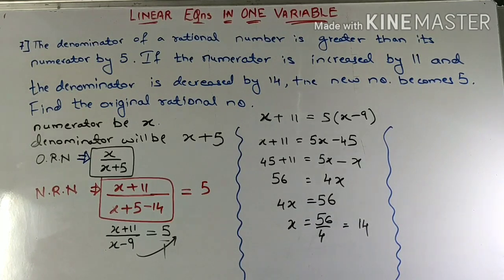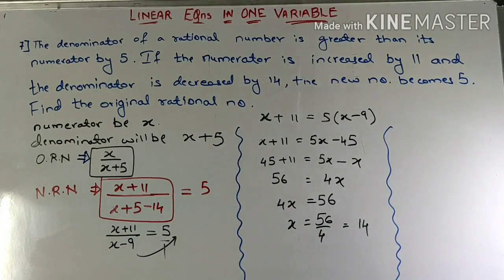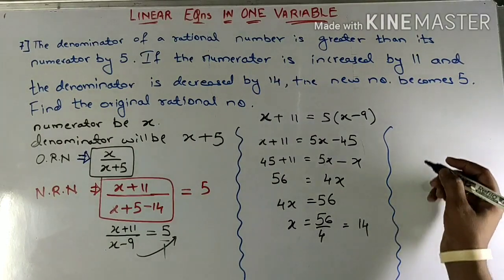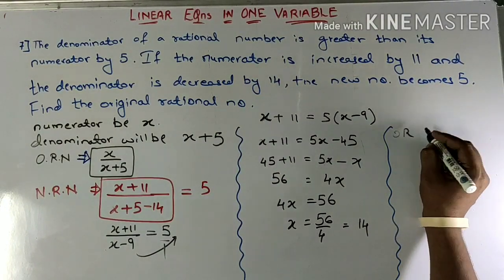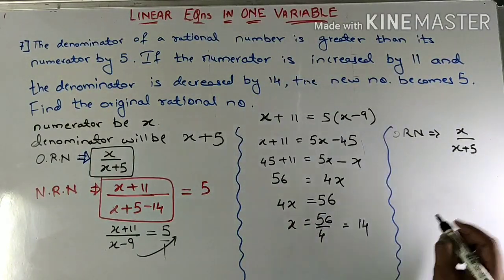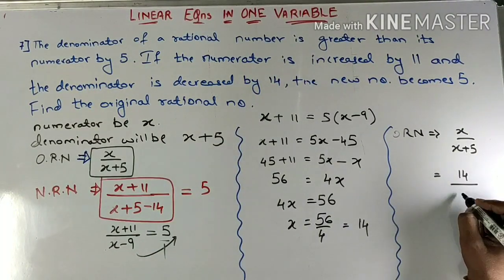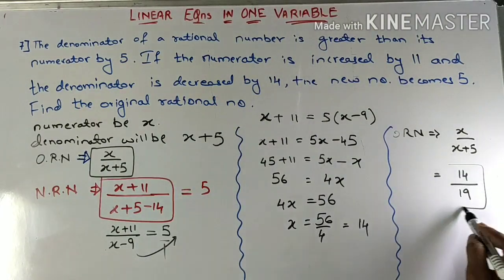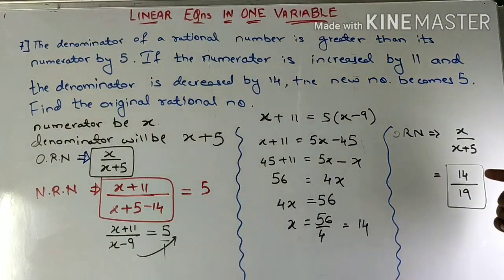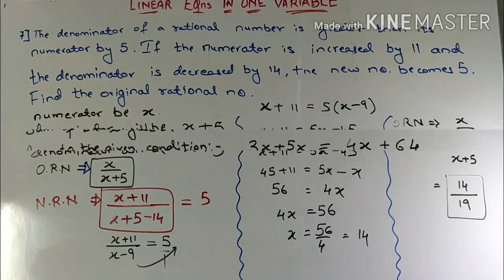As I said, we need to completely read the question before we jump onto the next one. We are supposed to find the original rational number. And what is the original rational number as per our assumptions and formulation of the equation? Our original rational number is x upon x plus 5. And what is my x? x is 14, and x plus 5 will be 14 plus 5, that is 19. So this is my original rational number, the numerator of which is 14 and the denominator is 19. Let's move on to the next question.